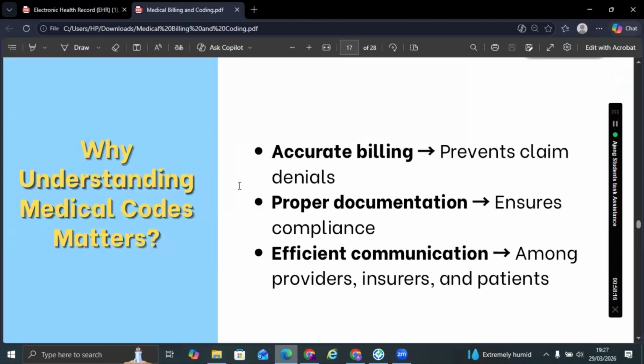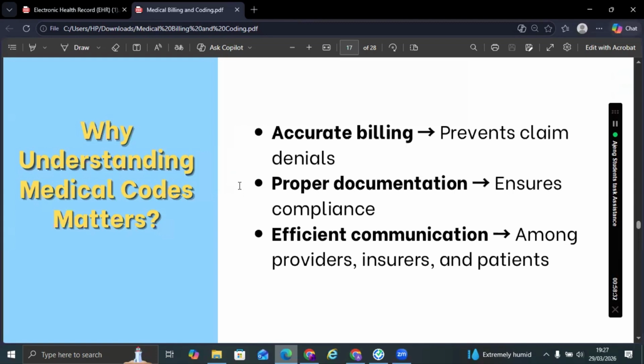So why does understanding medical codes matter? Firstly, it's for accurate billing, so it will prevent claim denial. And then proper documentation ensures compliance, and then efficient communication among providers, insurance, and patients.